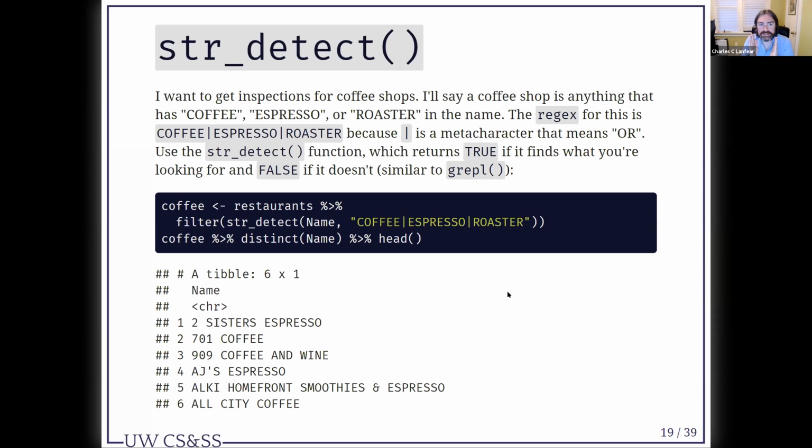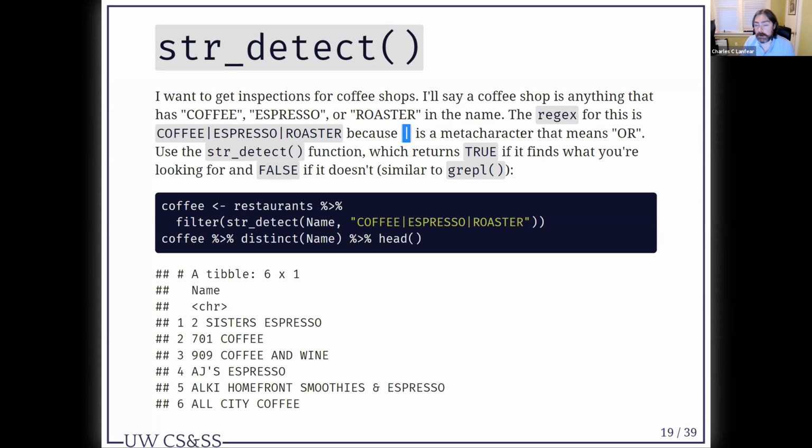Okay, so let's do something. What I want to do here is get the health code inspection data only for coffee shops. I'm going to say, as a primitive search, that a coffee shop is anything in my data with a name containing coffee, espresso, or roaster. There's many other possible things, but I'm just going to go with those. So the regex to search for any one of those things is coffee or roaster, or espresso or roaster, because the vertical bar is the meta character that means or.